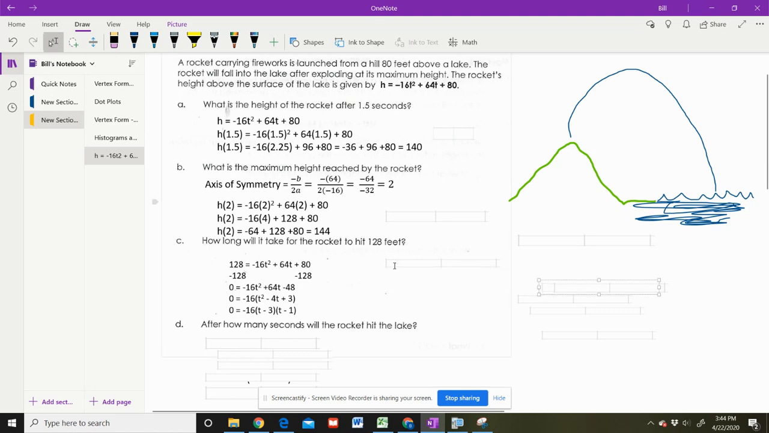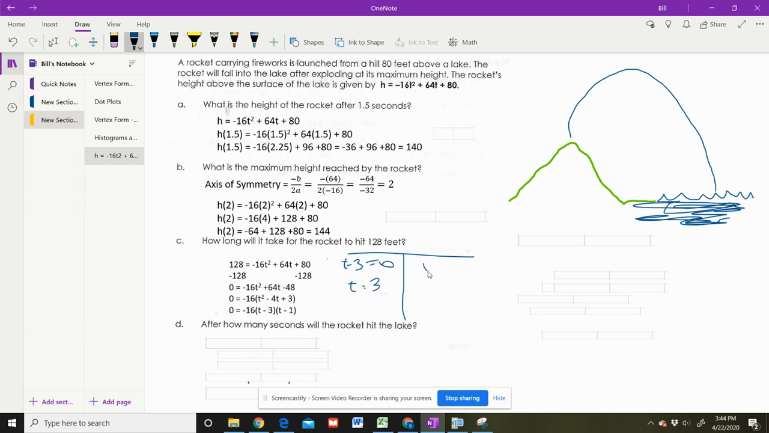Okay, and then what we have to do at this point is, we do that t chart, and we go, okay, t minus 3 equal to 0 is t is equal to 3.